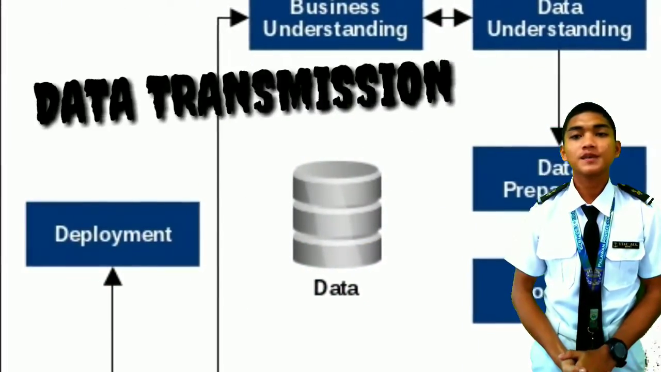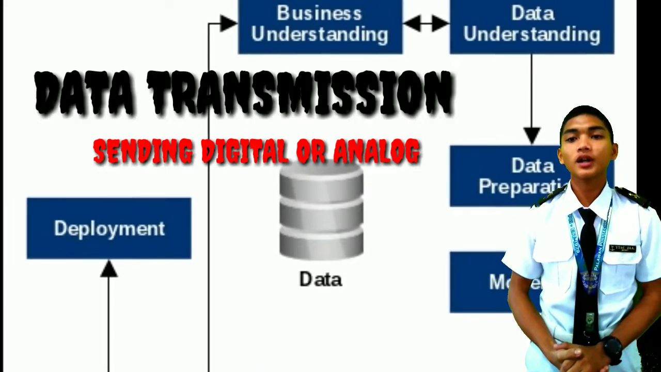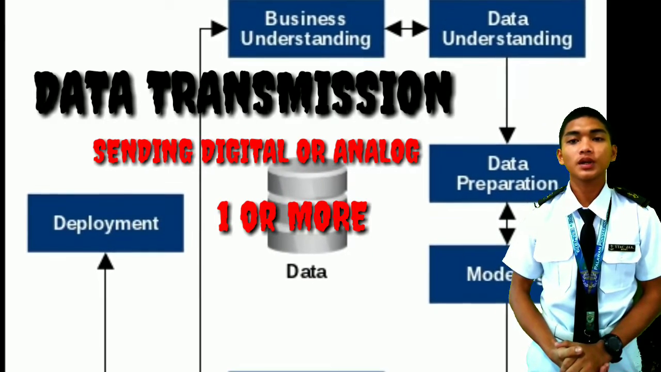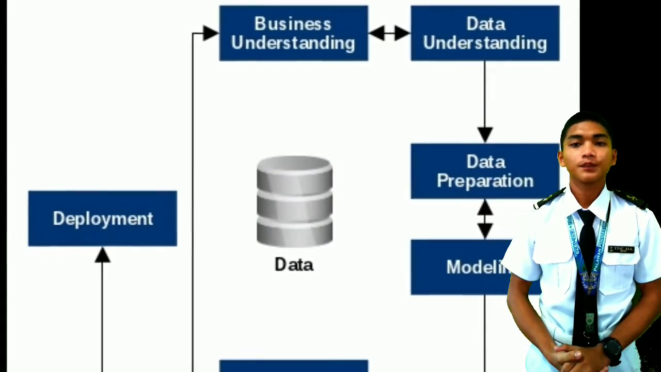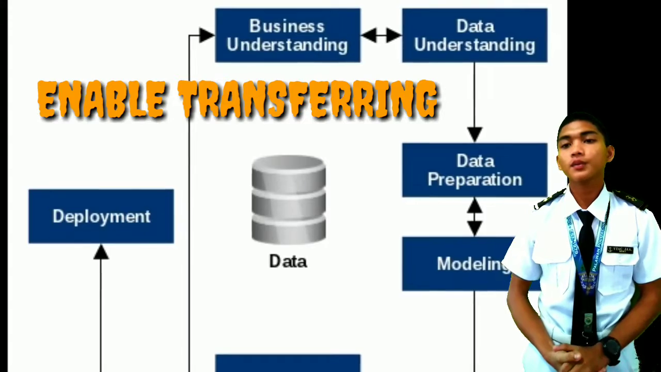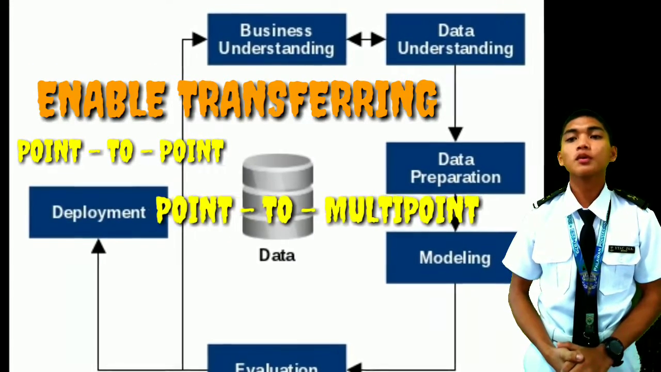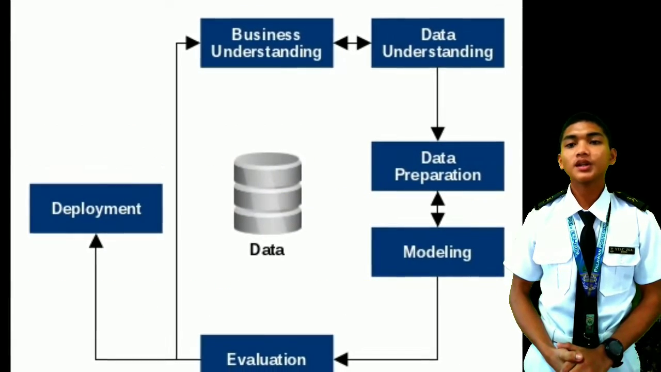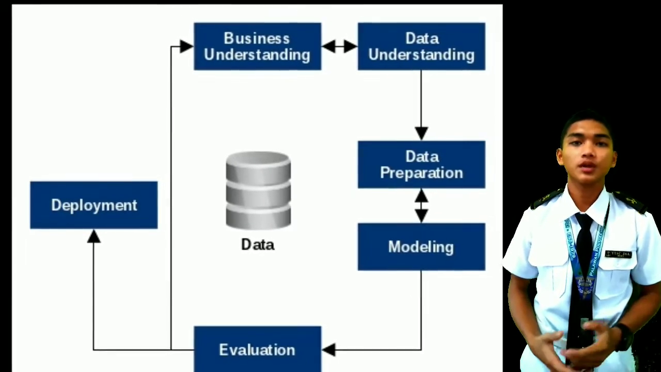Third is the data transmission. Data transmission is the process of sending digital or analog data over a communication medium to one or more computing, network, communication, or electronic devices. It enables the transfer of communication of devices in point-to-point, point-to-multipoint, and multipoint-to-multipoint environments. Data transmission is also known as digital transmission or digital communication.